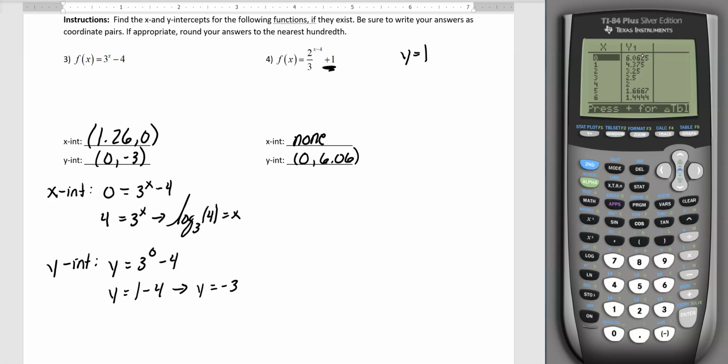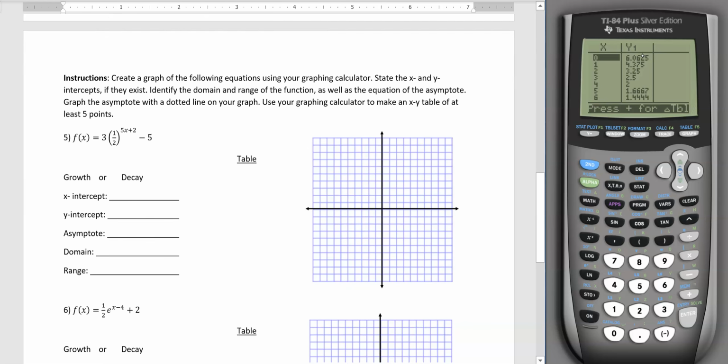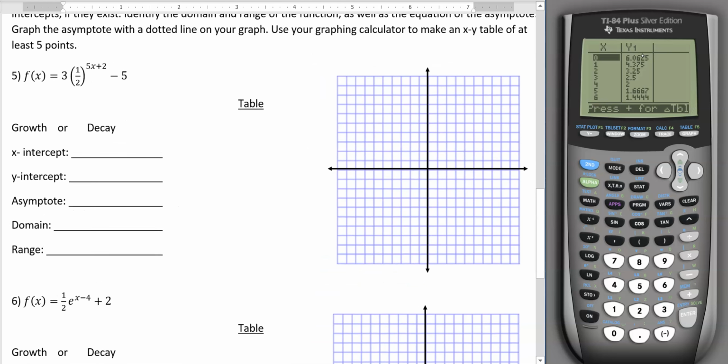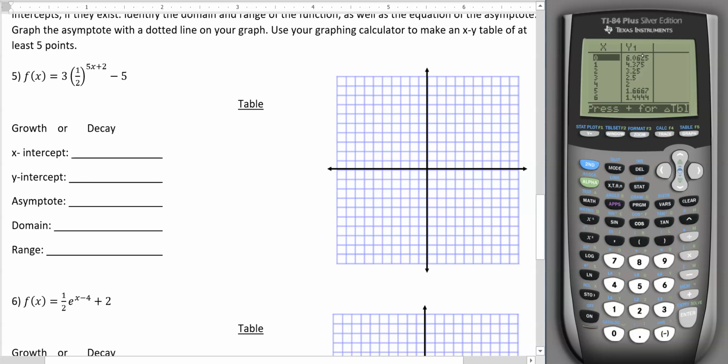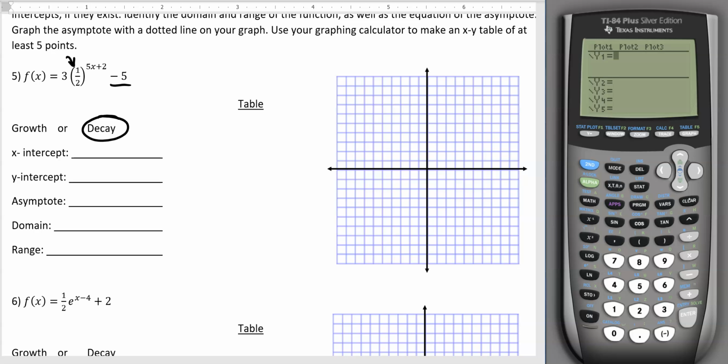Now that we've gone over those, let's put it all together. We're going to identify all the information, draw a table, and then graph our function. Let's start with this first equation. Now this one's a little tricky. My base of the exponent is 1/2, right? So this is decay. My vertical shift moves it down 5, so my asymptote is y equals -5. My domain is always -infinity to infinity, and my range would be -5 to infinity.